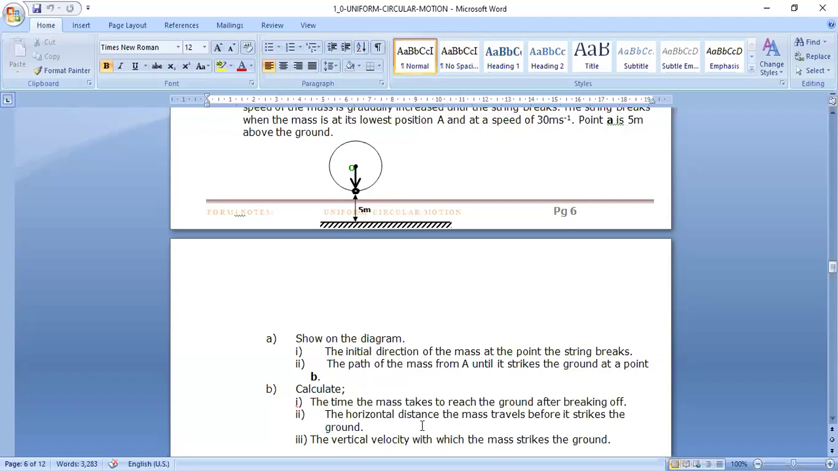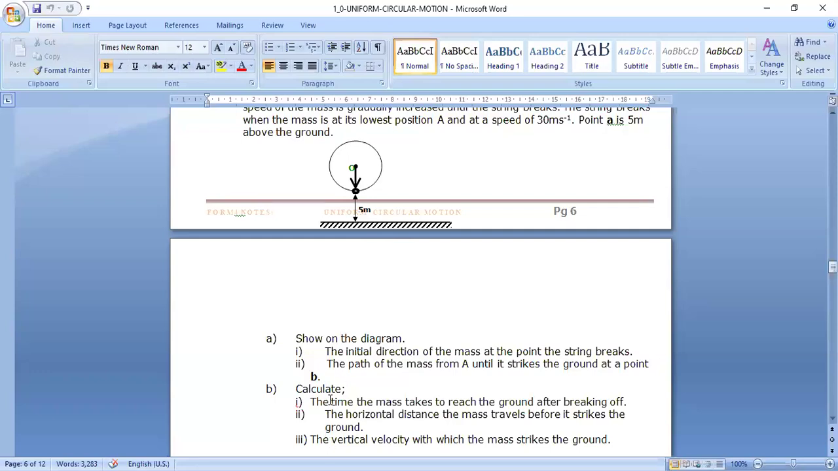B Roman 2, the horizontal distance the mass travels before it strikes the ground. So we are being told from this point to where it strikes the ground, what is the range? So your range will be R equals U T, and our U is 30 meters per second, which is given up there, times time 1 second. So the answer is 30 meters.